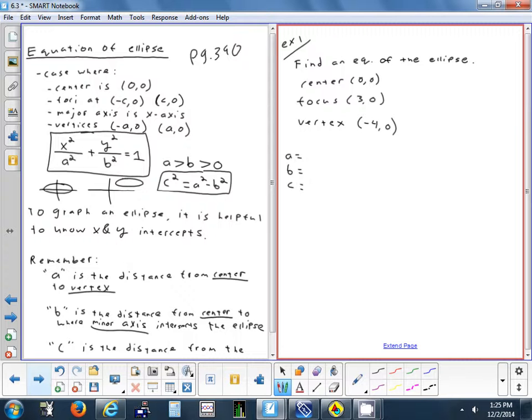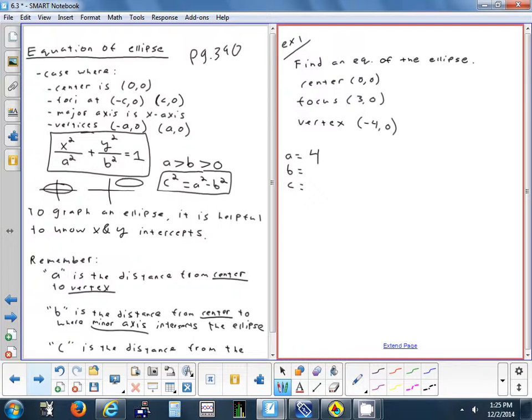All right, so let's find the equation here. Our center is 0, 0. Our focus is 3, 0. And our vertex is negative 4, 0. Let's see if we have enough information to find A. Between the center and the vertex, can we find that distance? Sure. The center is at the origin. The vertex is 4 units left. So what's the distance between the center and the vertex? 4.